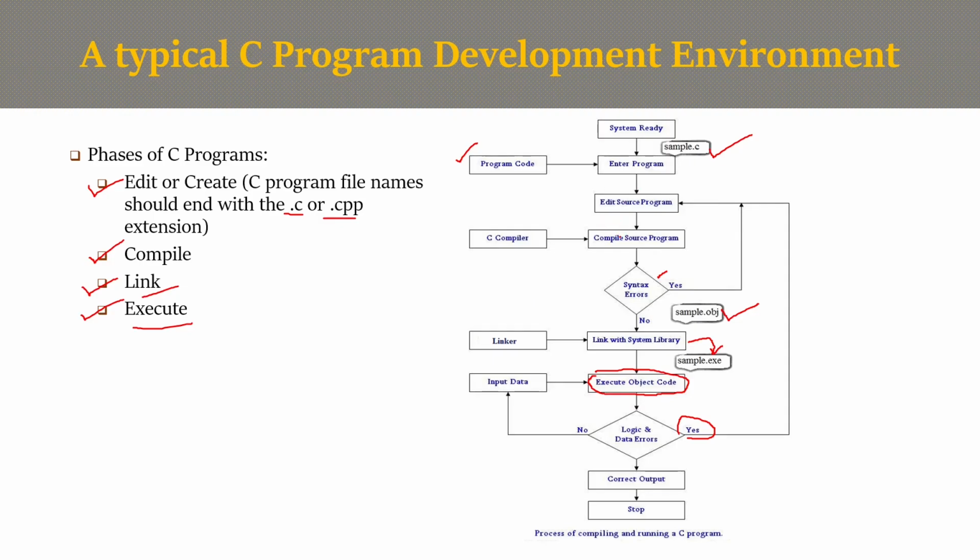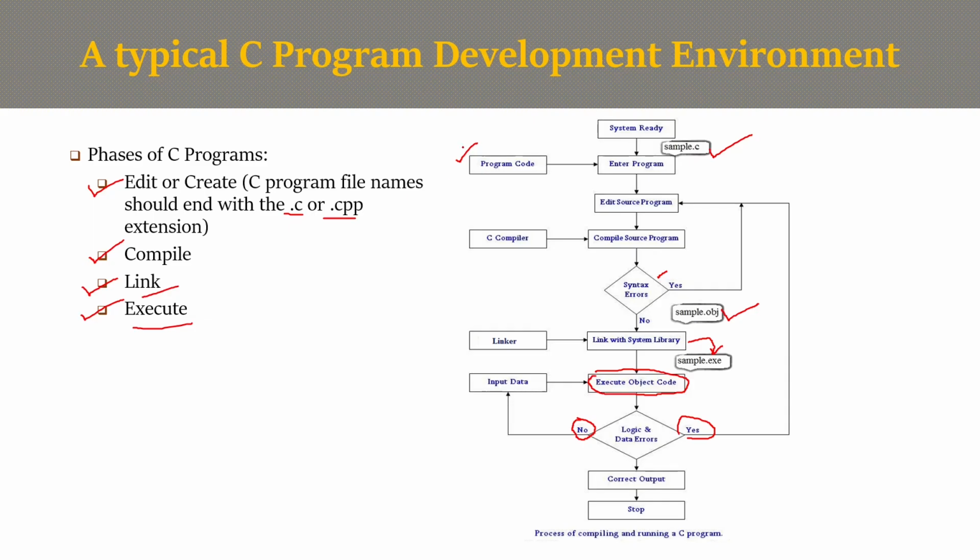We have to compile it, we have to again link it, and then we have to execute the object code. So we keep on doing this until we find that there are no logic or data errors. If there are no logic or data errors, then we can finally give input data. After we give input data, it executes the object code, and if we get the correct output, we can stop. So this is basically a typical C program development environment.